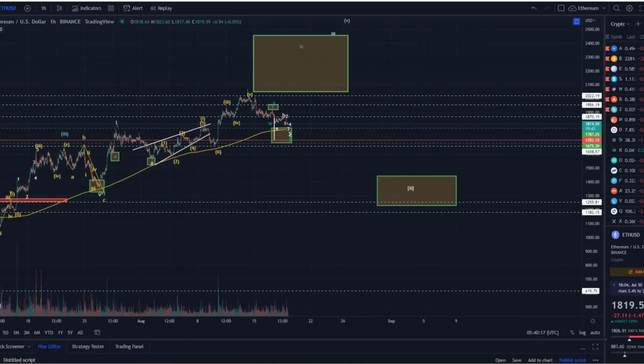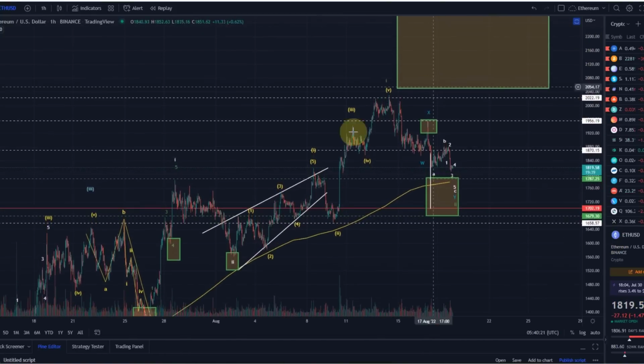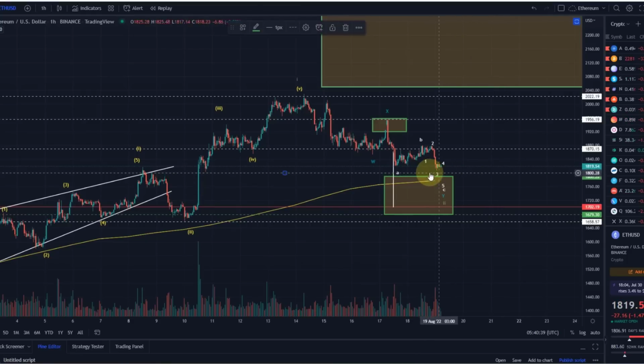Okay, but for now we can remain carefully optimistic. Nothing has been validated. In fact, it's all just playing out as expected. We talked about the target area that hadn't been reached yet. We talked about an ideal target for this move down of 1790. I'm going to increase that slightly to 1800 now due to the latest price movements. 1800 would be one ideal target for that last wave down, or anywhere really in here.